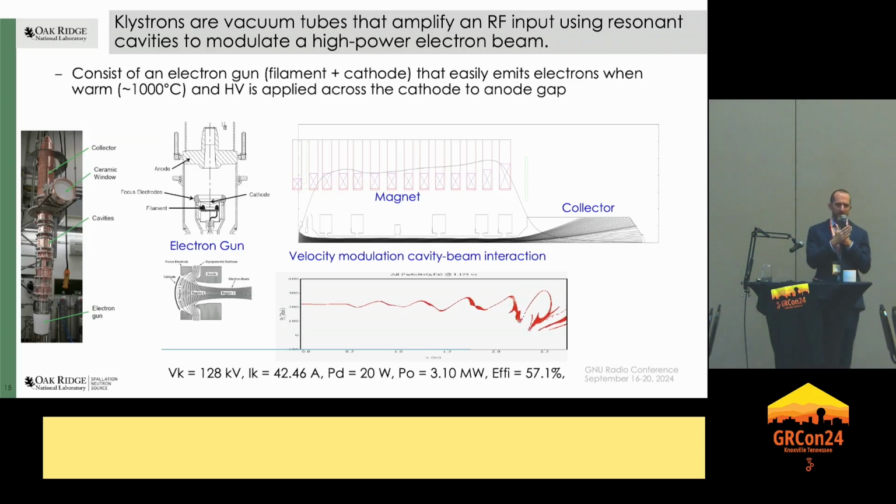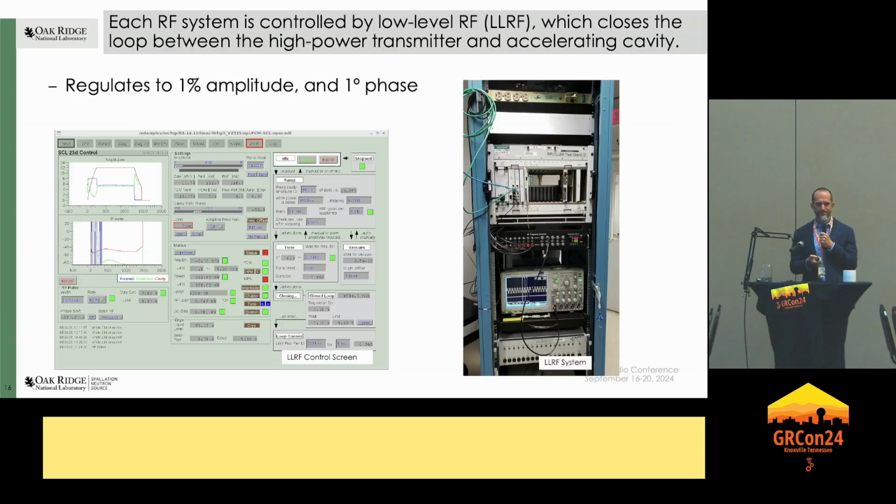So you have an electron beam traveling at about 60% of the speed of light or better, and suddenly you put the brakes on, you're going to get a lot of energy out of that beam. And that is how we use it to make high power RF. So now a little bit about the system that controls it.